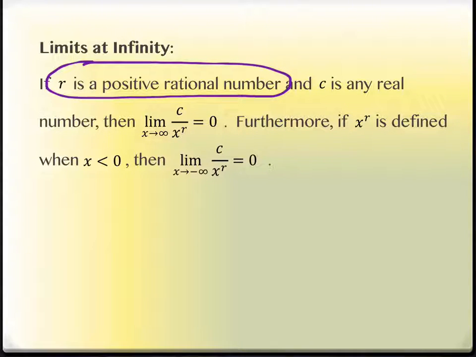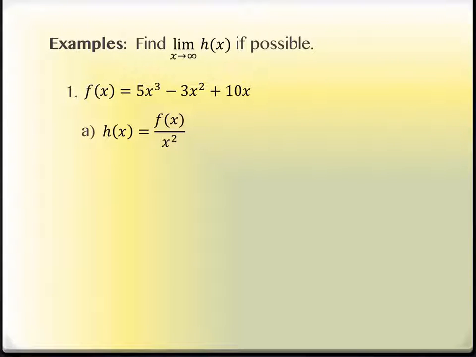Okay. All right, so I'm going to show you how we apply all of these theorems in the context of a particular problem. So we have the limit as x approaches infinity of h of x, which is the function f of x that's given: 5x cubed minus 3x squared plus 10x, over x squared. So the first thing we're going to do is write all of this combined. We're going to replace the f of x in the function h of x with the function f of x. So 5x cubed minus 3x squared plus 10x over x squared. Okay, so far so good? Just a replacement.